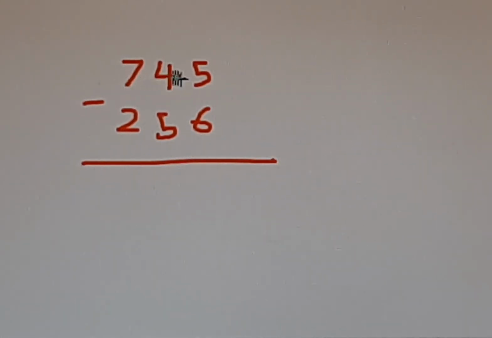745 minus 256. Now which one is the higher number? 745 is the higher number and 256 is the lower number. You have to find out this first. Now you have to check it. You can minus 2 from 7, yes. You can minus 5 from 4, no. You can minus 6 from 5, no. So this figure is disturbing. So what will you do?